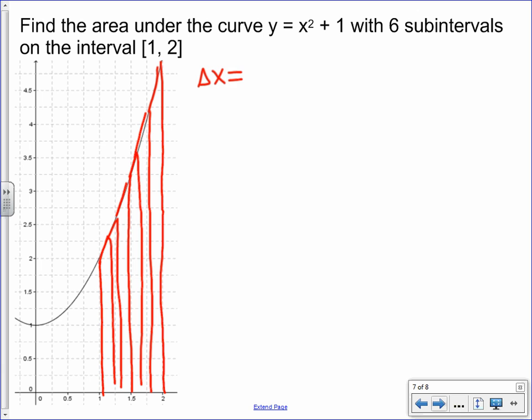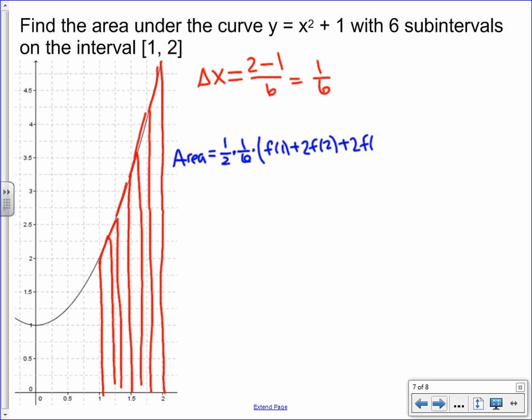Delta x is 2 minus 1 over 6, which is 1/6. So that is our trapezoid height. Then, to find the area, 1/2 times the height, times our first base, plus 2 of our next base.